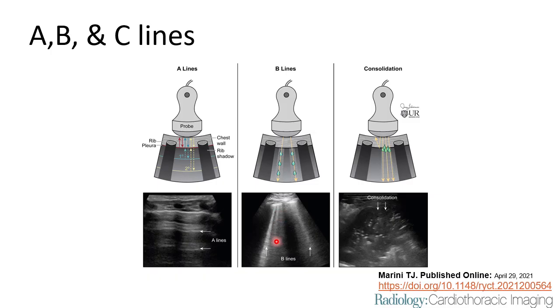B lines, so these are the horizontal lines, also called comet tails, become more prominent when there's fluid in the interstitial lung space areas. And then also less common are C lines. We'll defer that discussion for another time.